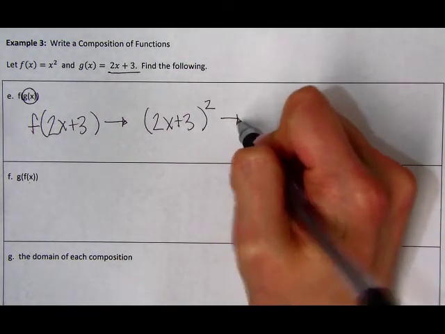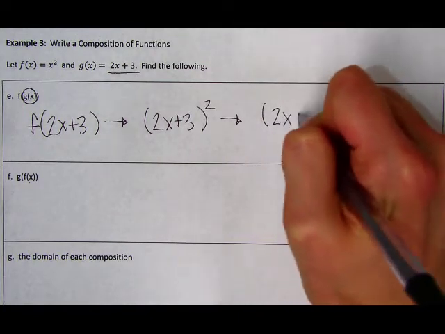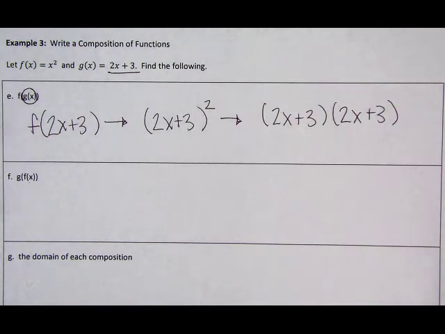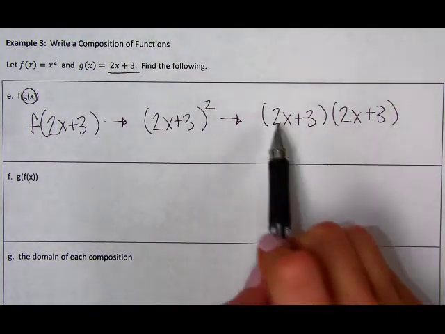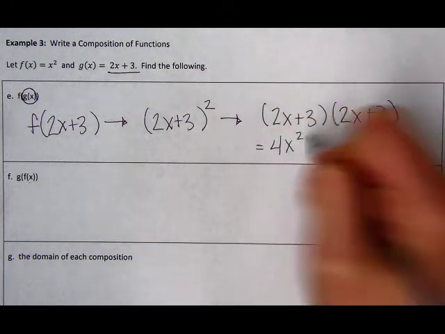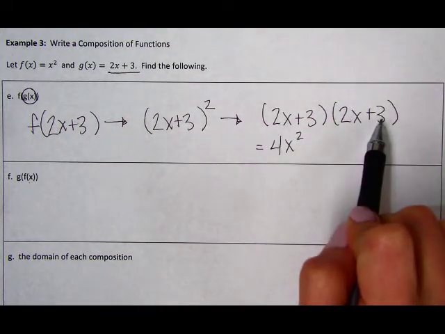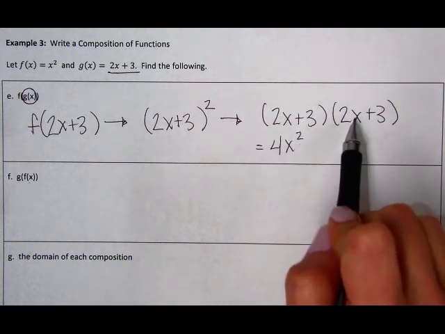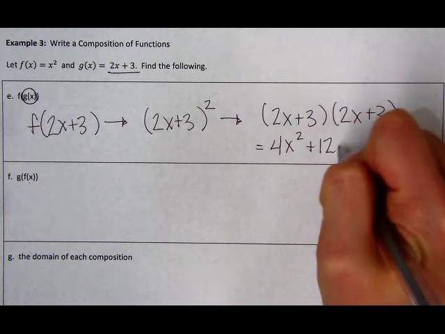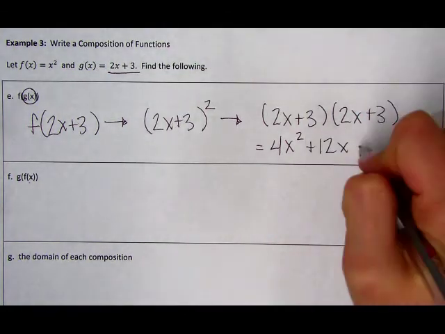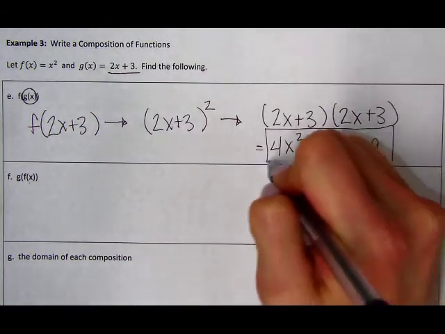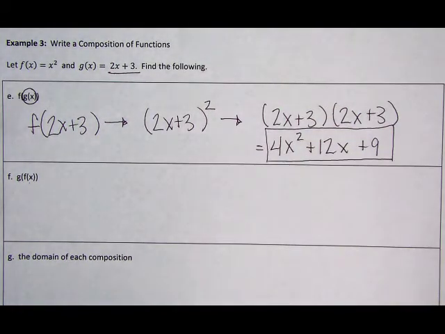We all know that this expanded means 2x plus 3 times 2x plus 3, which is calling for us to FOIL. If we FOIL, 2x times 2x gives us 4x squared, 2x times 3 is 6x, plus 3 times 2x, which is 6x. 6x plus 6x gives us 12x, and 3 times 3 gives us 9. So our new function is 4x squared plus 12x plus 9.